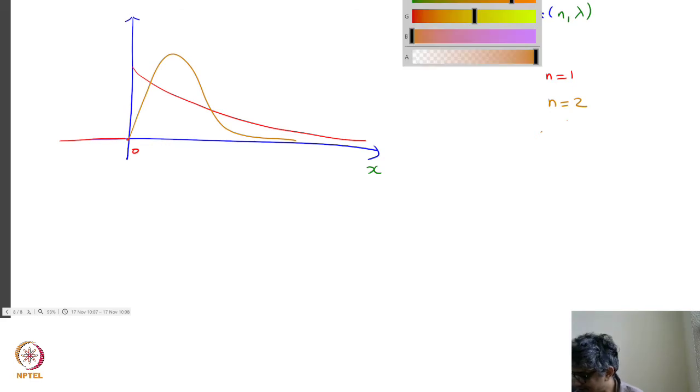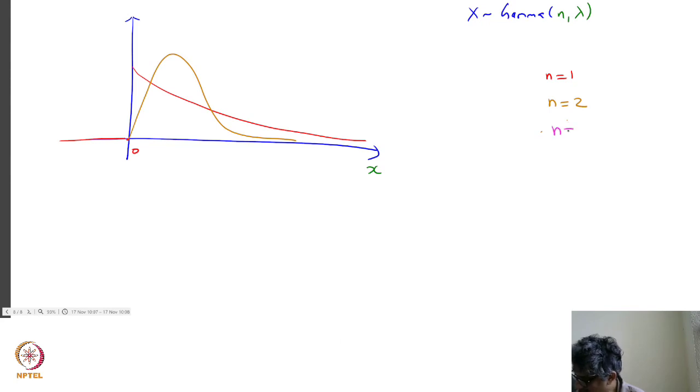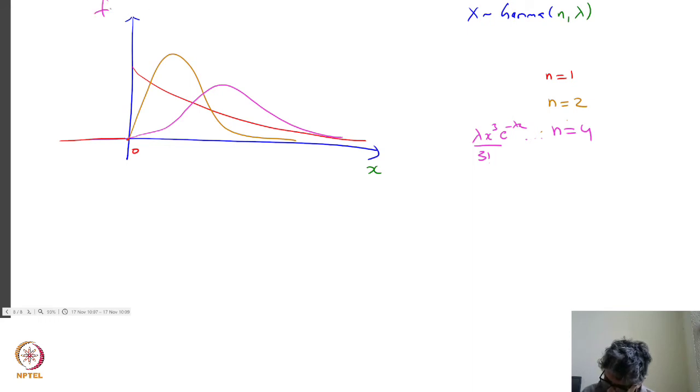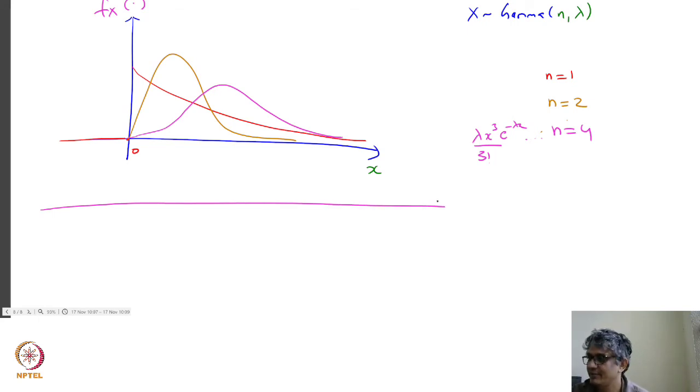Let me do purple perhaps. Let's say n equal to 4. It's a flatter curve, so it'll start a little bit further ahead, keep going a little bit slower, and then climb up. So this would be like lambda to the 4 x cubed e to the minus lambda x over 3 factorial. That's what this looks like. So that's why n is called the shape parameter and lambda is the rate parameter. It's a plot of f sub x. Gamma is kind of useful statistically and in physics quite a bit. It models many things.